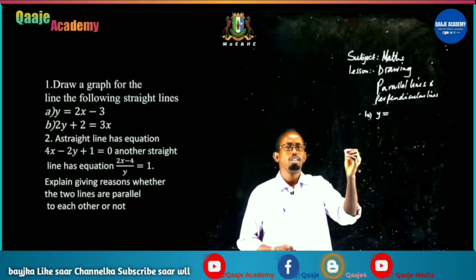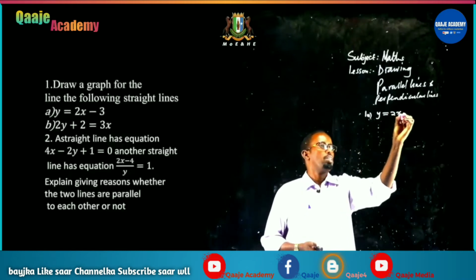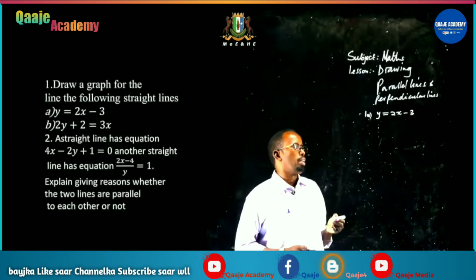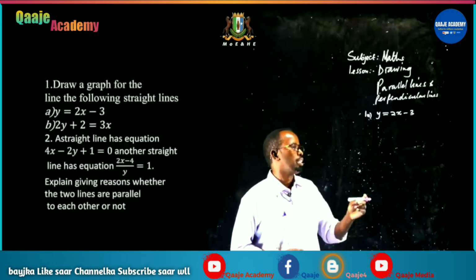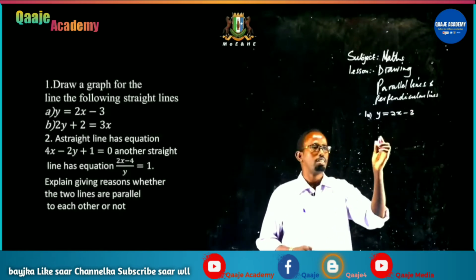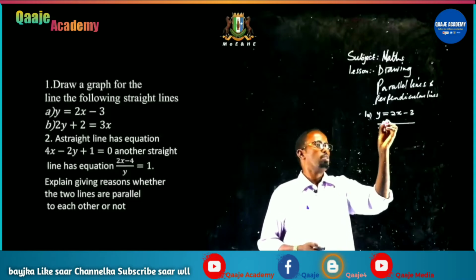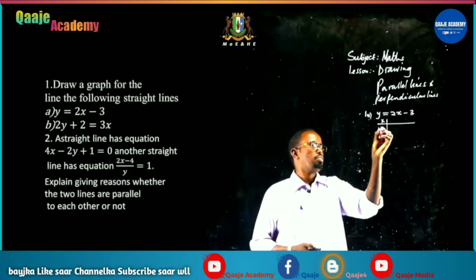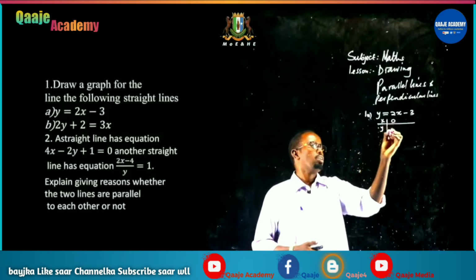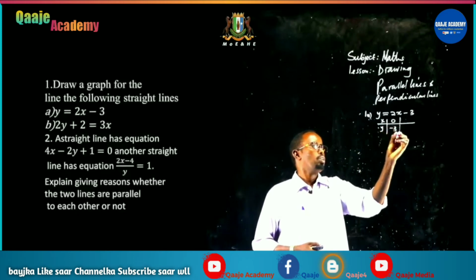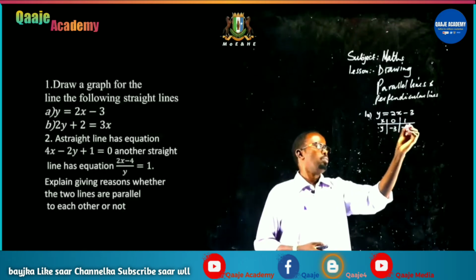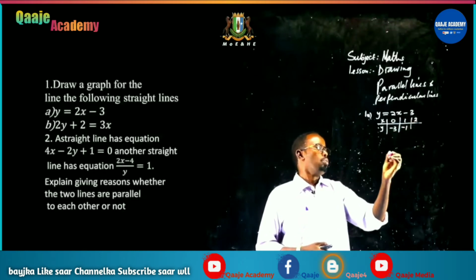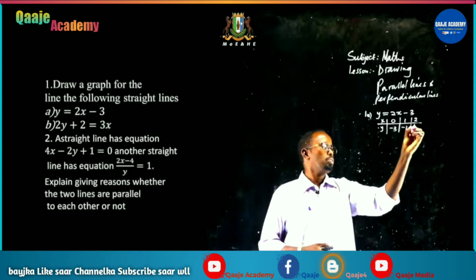So example number 1, you're told to draw the line 1a, that is y equal to 2x minus 3. First of all, the coefficient of x is 2, so 2 becomes the gradient, and minus 3 becomes the intercept. When you want to draw lines, you must have a table of values. When x is 0, y is minus 3. When x is 1, y is minus 1. When x is 2, y is 4 minus 3, which is 1.